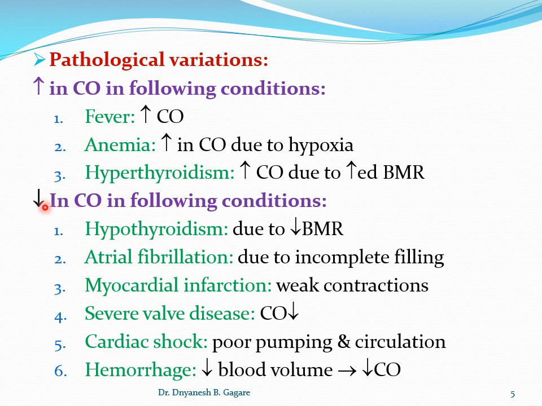Pathological decrease in cardiac output. For example, in hypothyroidism, it is opposite to hyperthyroidism. In hypothyroidism, there is a decrease in metabolism, so the cardiac output decreases. In atrial fibrillation, here also there is a decrease in cardiac output, because of the incomplete filling of the atria or the blood in the ventricles.